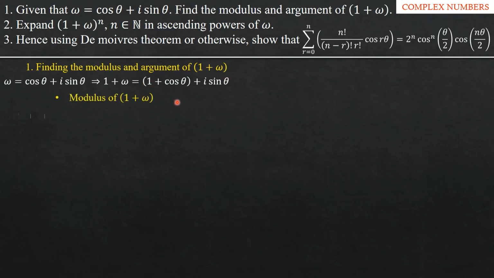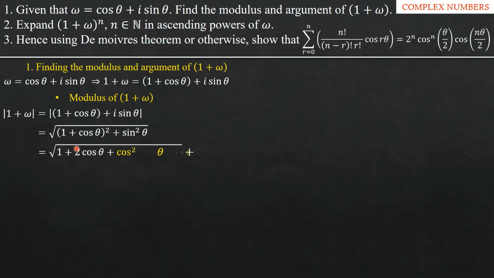Alright, so the modulus of the complex number is just the length that the complex number makes. That's the distance from the origin to the affix, or the point of that complex number in the Argand diagram. So 1 plus omega, its modulus is just given by the modulus of 1 plus cos theta plus i sin theta. And how do we get it? We take the square root of the sum of the squares of the real part and the imaginary part. So the real part is 1 plus cos theta. We need to square it. We add it to the square of the imaginary part. Then we take the square root.